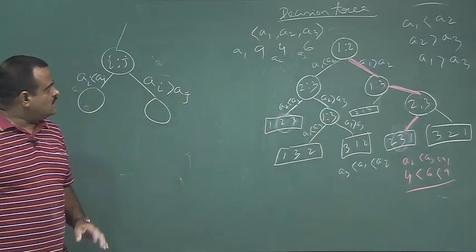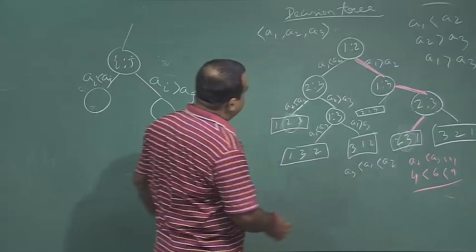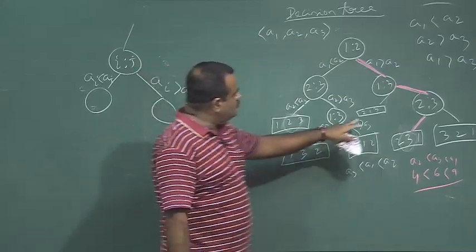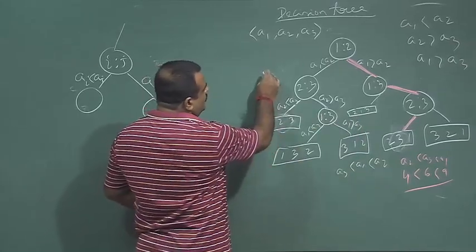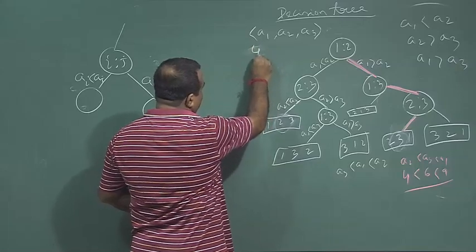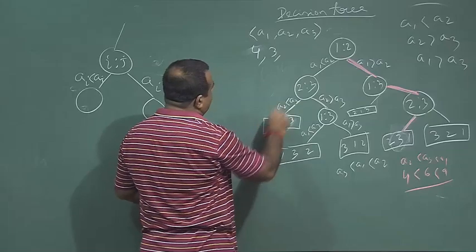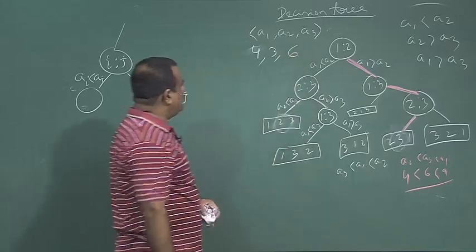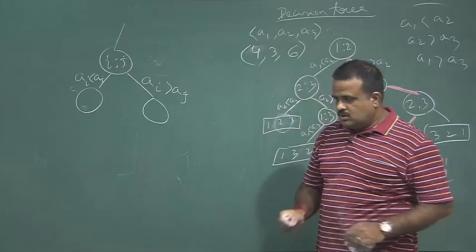Okay. Now, suppose we have this example: if we have 4, then 3, and then 6. If this is our input, then which path should we follow?